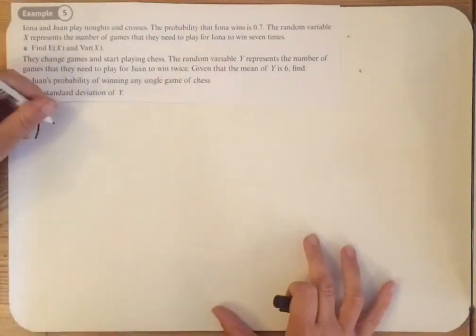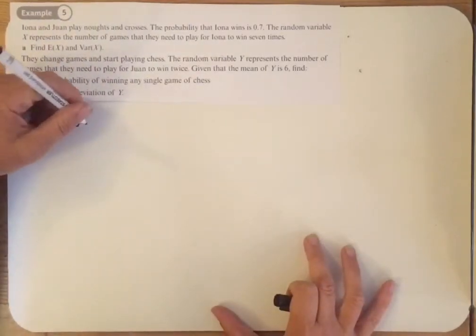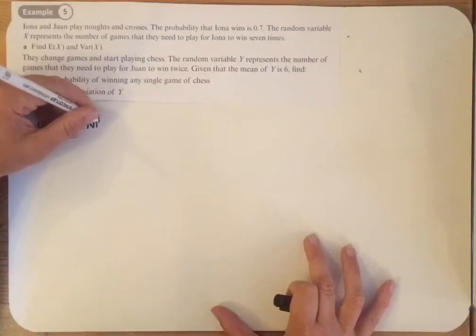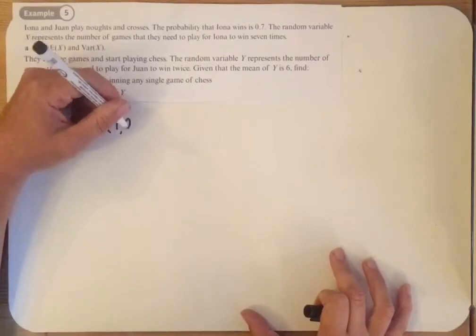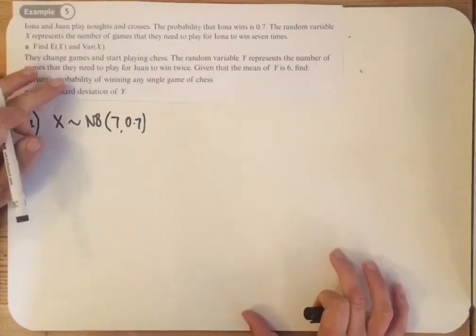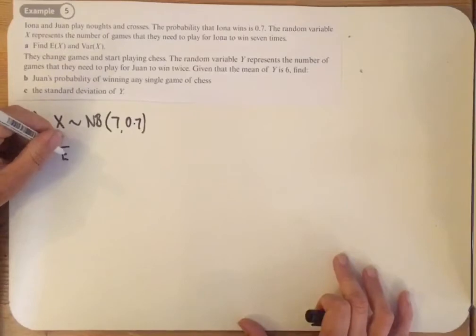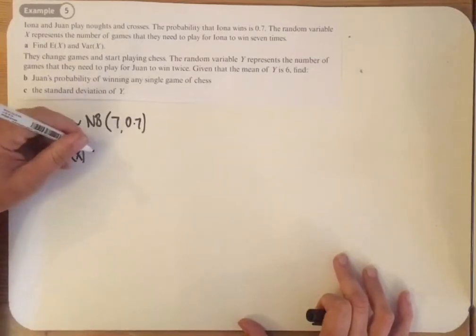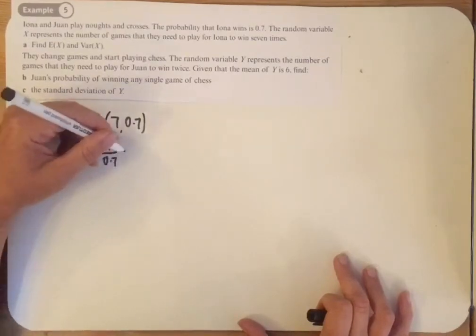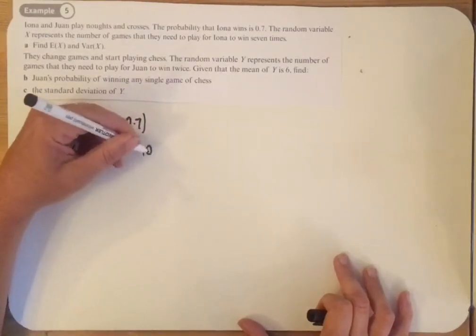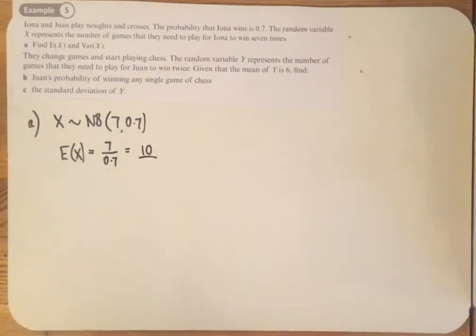So X is negative binomially distributed, 7, 0.7. The expectation of X is equal to r over p, which is 7 over 0.7, which is 10. So that's your mean average number of games played for Iona to win 7 times.